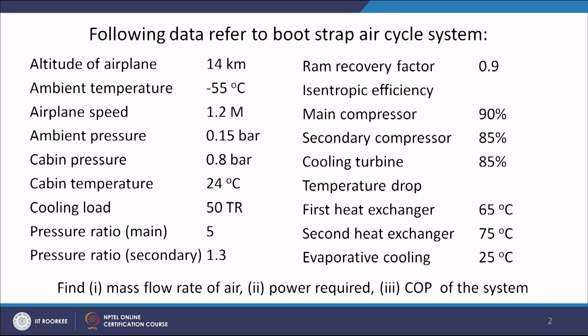Isentropic efficiencies: main compressor 90%, secondary compressor 85%, cooling turbine 85%. Temperature drop in first heat exchanger, which means after first compression in main compressor, is 65 degrees centigrade. In second heat exchanger the temperature drop is 75 degrees centigrade, and evaporative cooling also contributes a temperature drop of 25 degrees centigrade, and evaporative cooling is done after the temperature drop in second heat exchanger.